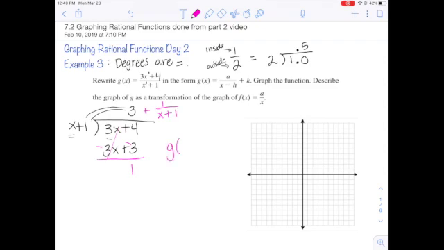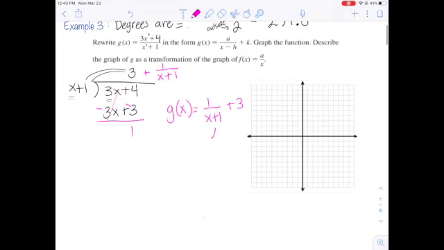So that's really our g of x. I'm going to flip it around: 1 over x plus 1, plus 3. So this is in the form that we talked about in the last video. And I would choose to graph this function and compare it to the parent graph of 1 over x. So we know that the plus 1 on the inside of the function moves your function to the left 1. And then the 3 goes up 3.